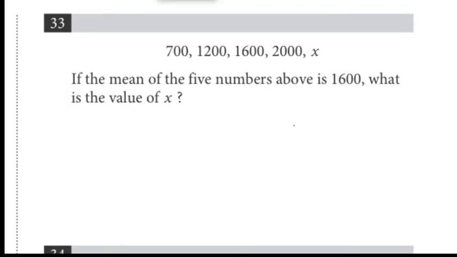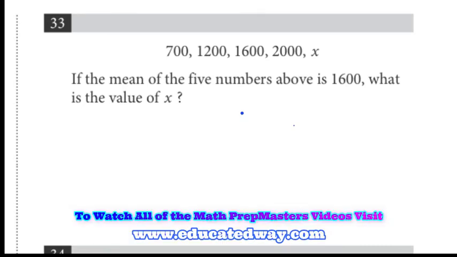Number 33. If the mean of the 5 numbers above is 1600, what is the value of x? Well, to find the value of x, notice first that if we had all of the numbers as 1600, the mean would be 1600. To find the mean or the average or the arithmetic mean, all the same thing, we add all the numbers together and divide by how many numbers there are, in this case 5.